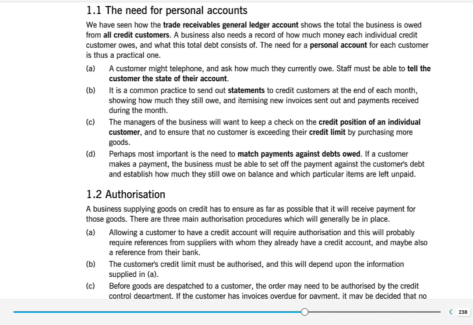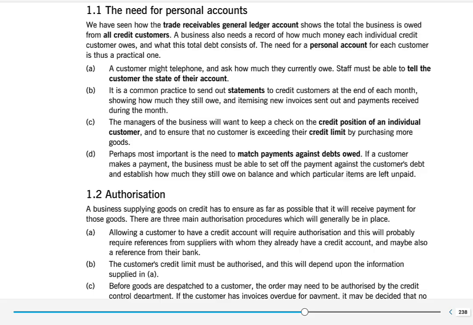In exam language, you say a personal account is needed so staff can tell the customer the state of their account. If you cannot answer a balance inquiry quickly, you look unprofessional and you lose control. Reason 2. Statements of account are sent to credit customers.